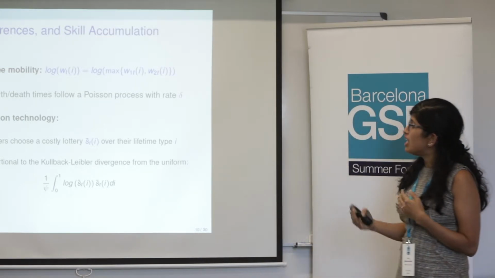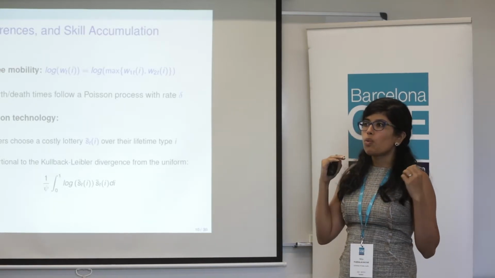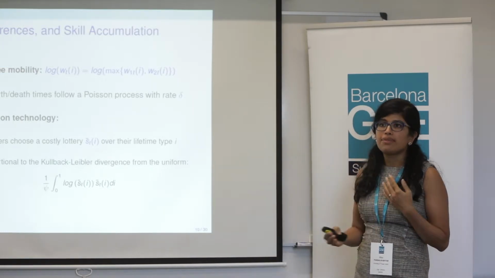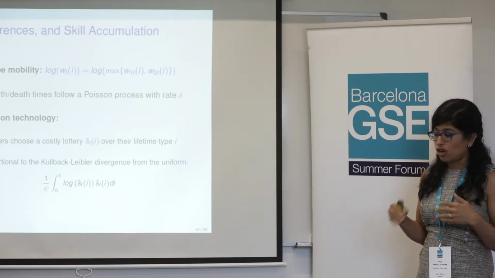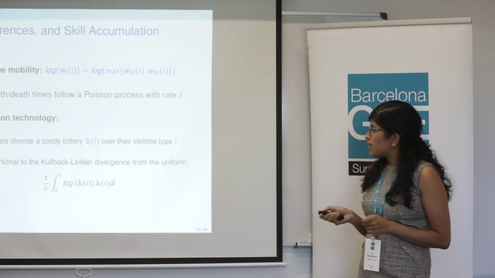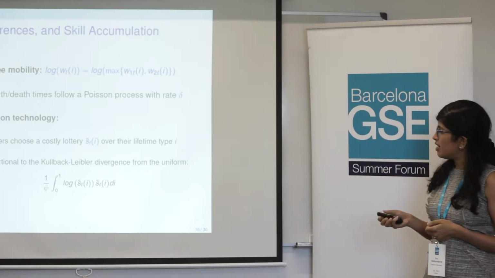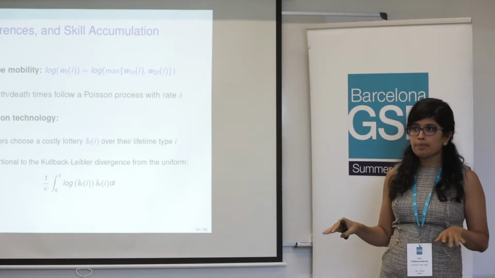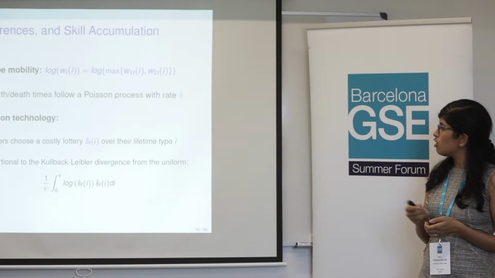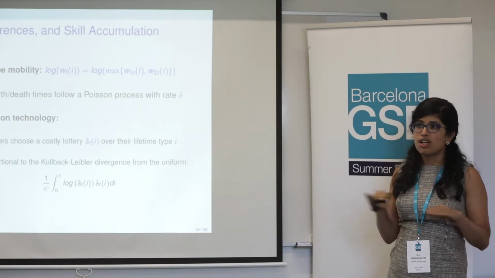We're going to have a skill accumulation technology which works as follows. When you're born, you get a one-time chance to acquire human capital. There's no skill updating after your initial draw of lifetime type I. So at birth, workers choose a costly lottery, which we call S tilde, over their lifetime type I. The cost of this lottery is proportional to the Kullback-Leibler divergence from the uniform. If you don't want to pay the cost, you get the uniform.